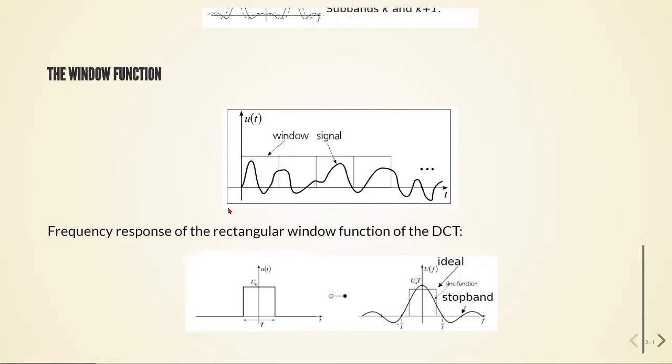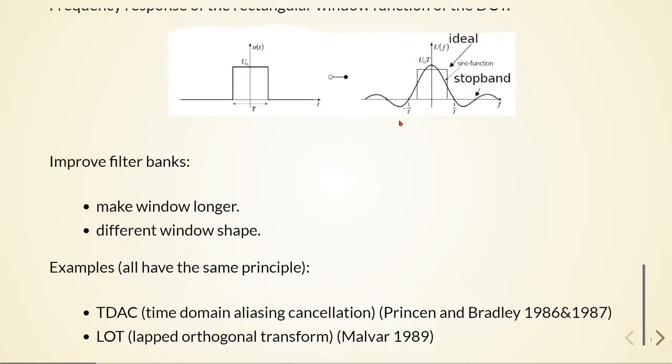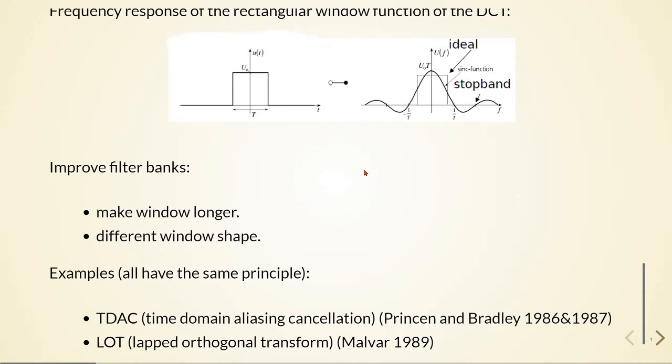In this picture here, we see our signal, and we also see the windows. So the frequency response of a rectangular window function of the DCT is a sinc function. And when we compare to an ideal frequency response of a block filter, we see that it's quite different. So here we have our rectangular window and the frequency response of this rectangular window, which in the frequency domain becomes a sinc function.